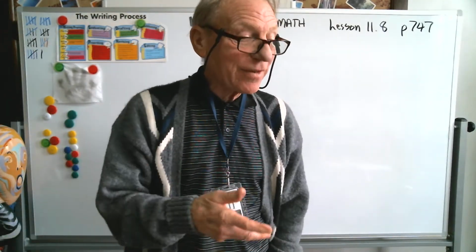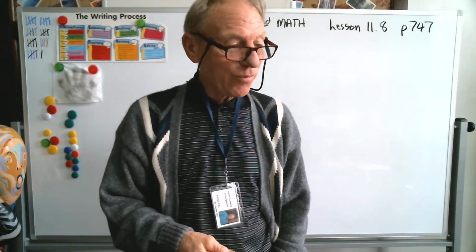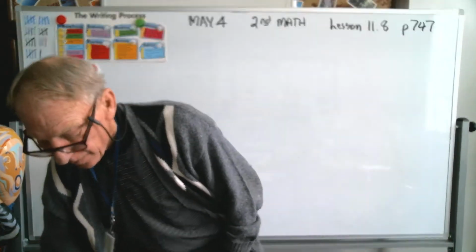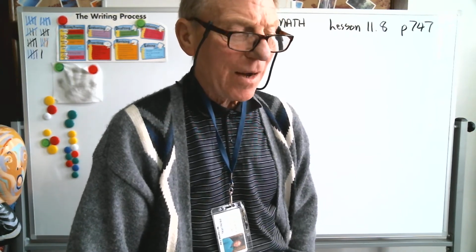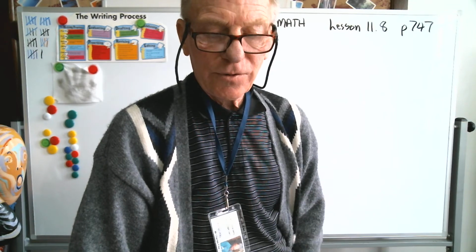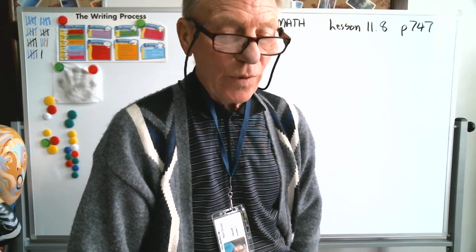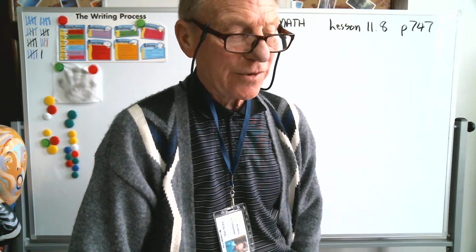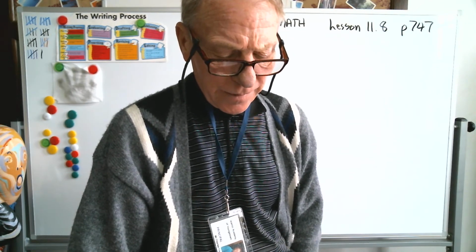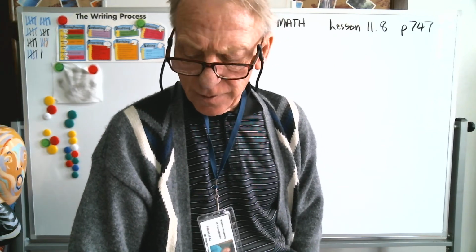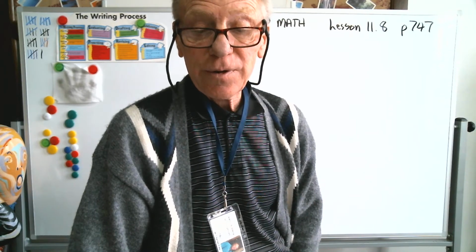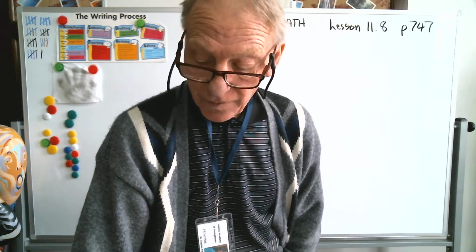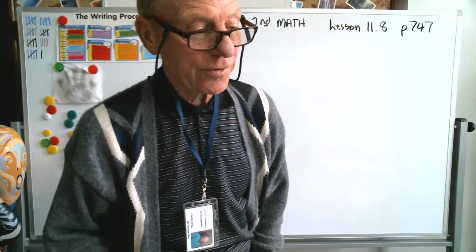Today, we're on page 747 in your math workbooks. And as I look ahead in this unit, it's all pretty much about the same thing. It's talking about equal parts. So we should be able to work through the rest of this unit on pretty much the same theme. We're looking at shapes, all kinds of different shapes, and dividing them into equal parts.